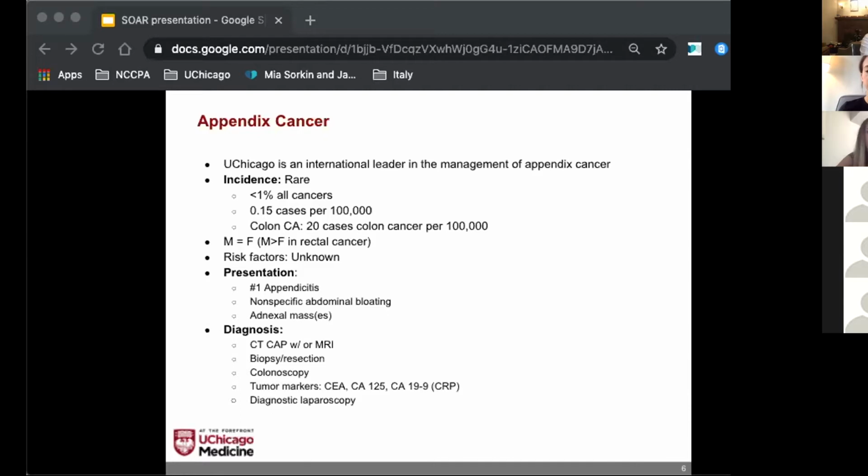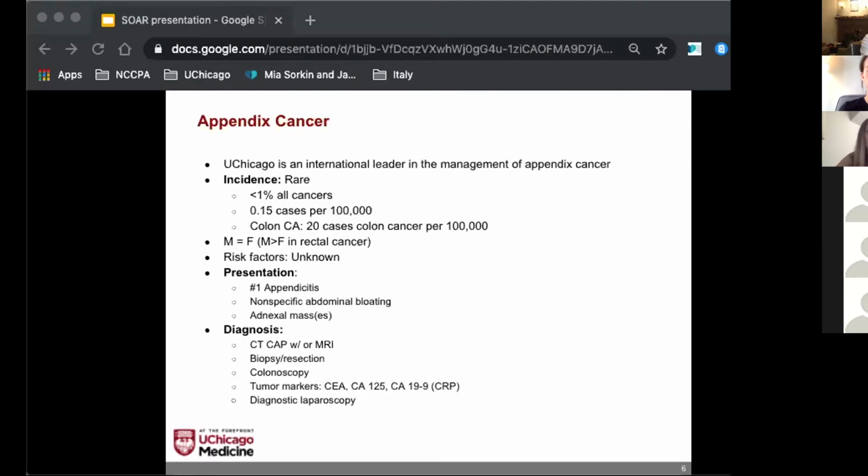The presentation of appendix cancer can often be appendicitis. Unfortunately, that appendicitis is often paired with peritoneal disease. Appendix cancer is classically very silent for a long time, and so it tends to present in advanced stages. So patients may also have nonspecific abdominal bloating, and that would be representative of peritoneal disease. Perhaps the peritoneum is irritated from that peritoneal disease and creates ascites or fluid in the abdomen.